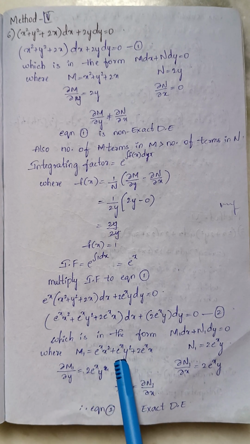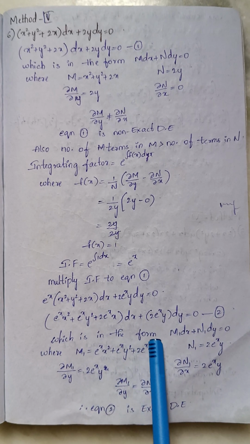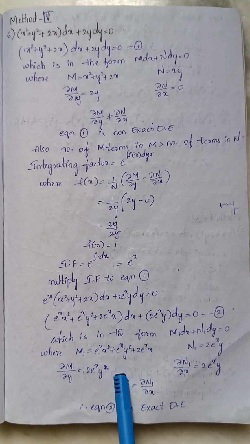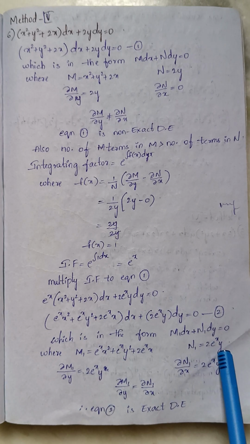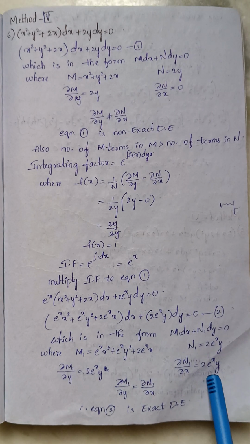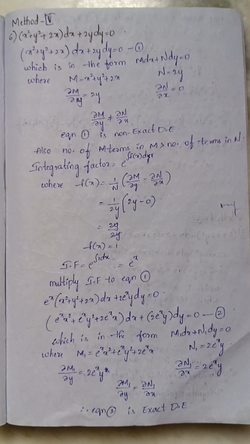And with respect to y, e^x is constant and the derivative of y² is 2y. Plus here the total x term, which is a constant whose derivative is 0, so plus 0. And ∂N1/∂x, with 2y constant here, the derivative of e^x is e^x. So both are the same. ∂M1/∂y equals ∂N1/∂x, so this is an exact differential equation.